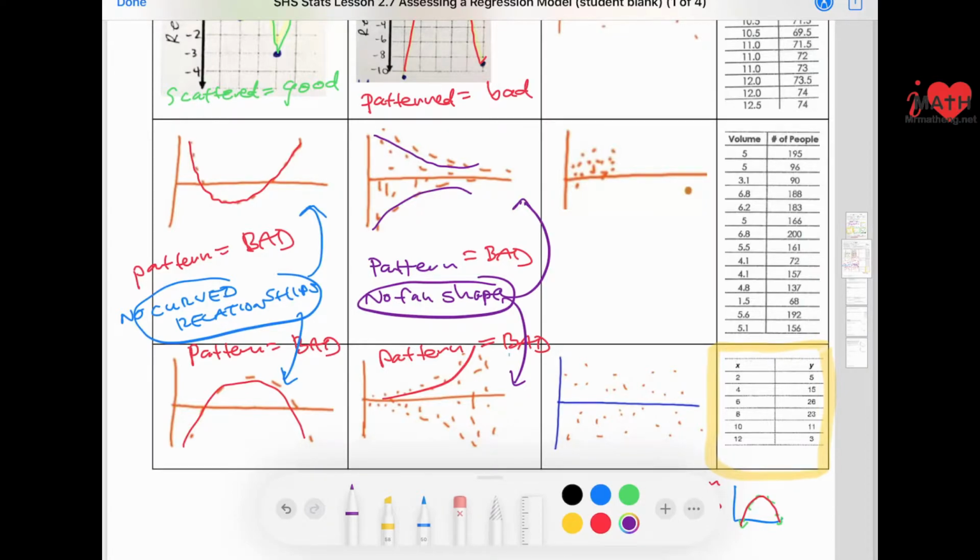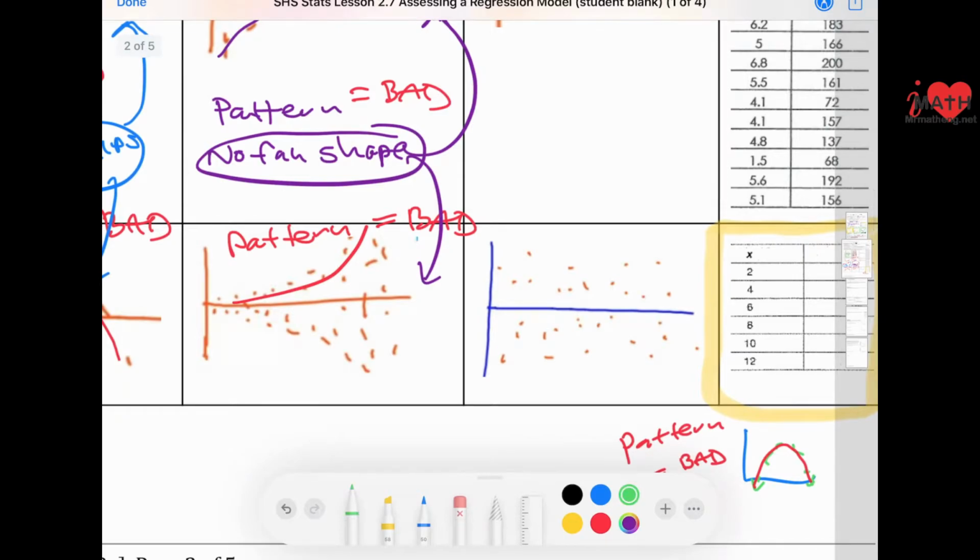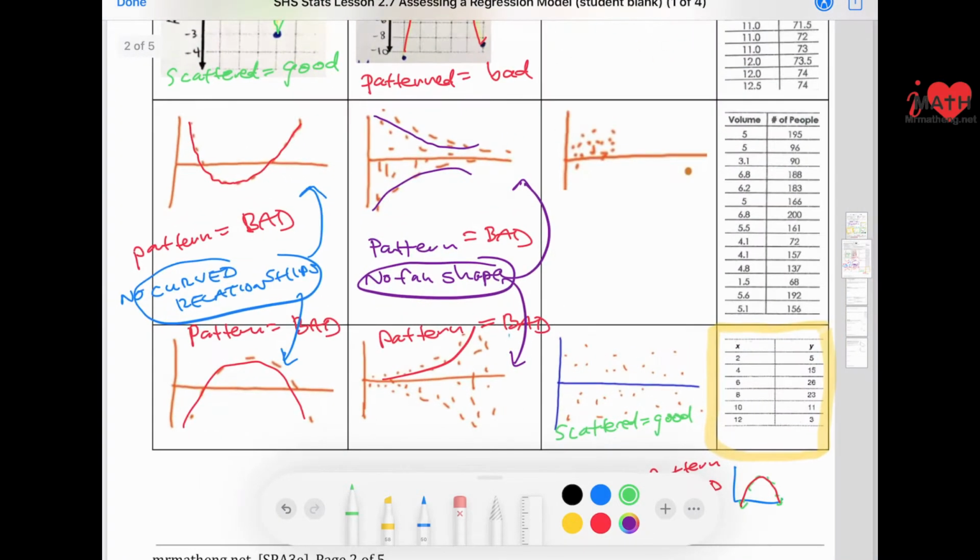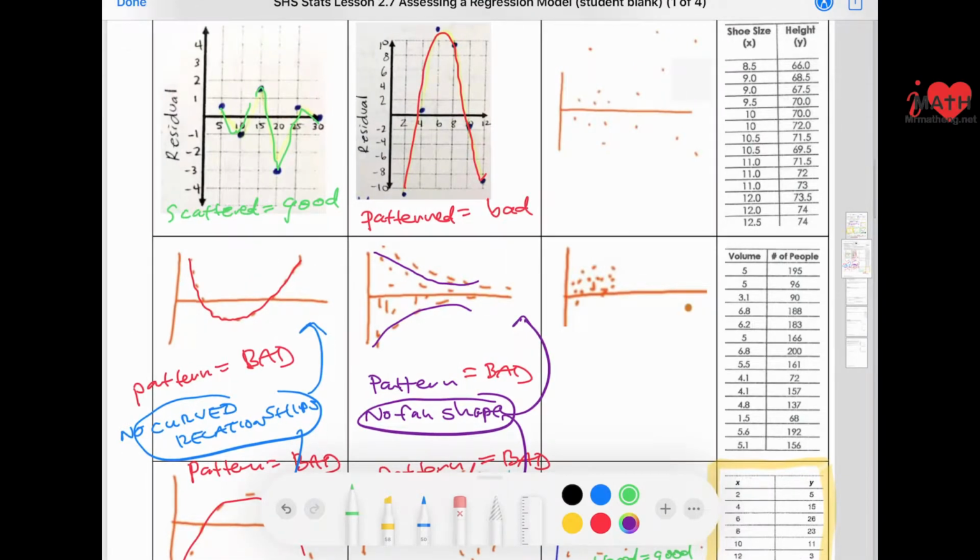Okay. How about this one here in the bottom right? Is it scattered? Yes, scattered. This is good. That means it fits well with our linear relationship. Okay, let's look over here.